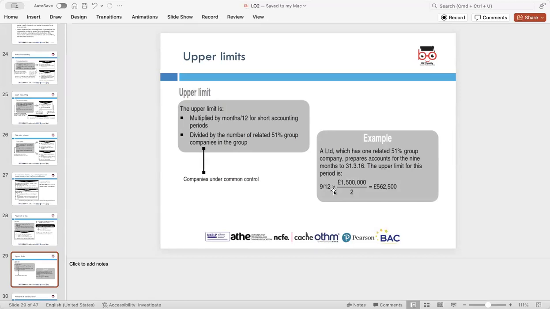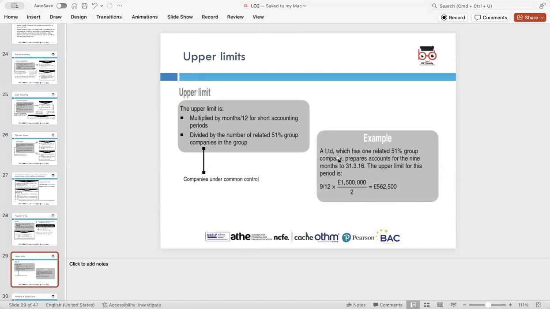Additionally, if a company has related 51% group companies, the upper limit is divided by the number of these group companies. This applies to situations where multiple companies are under common control or are part of the same group. So here you can see the example.